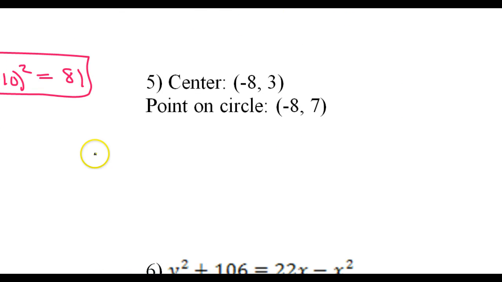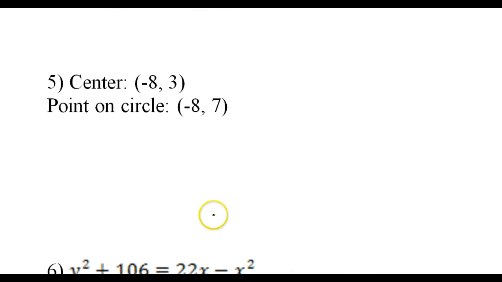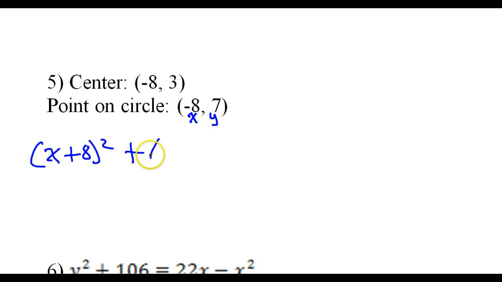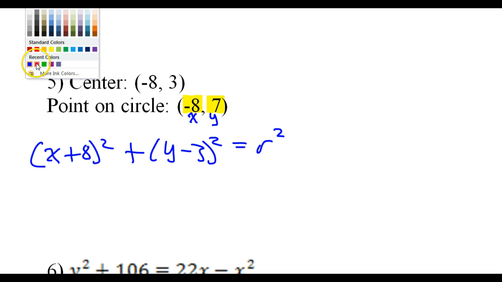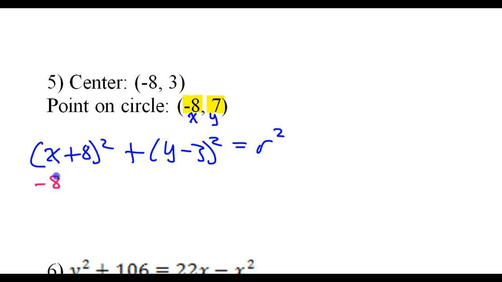All right, and then for number 5, we're not given the radius, but we're given a point on the circle. This is an x and that's a y. So first of all, I have x plus 8 squared from that, and I'll have y minus 3 squared from that. And then that should equal the radius squared. But let me take my x and my y and substitute those in. So my -8 is going to go here, and my 7 is going to go there.